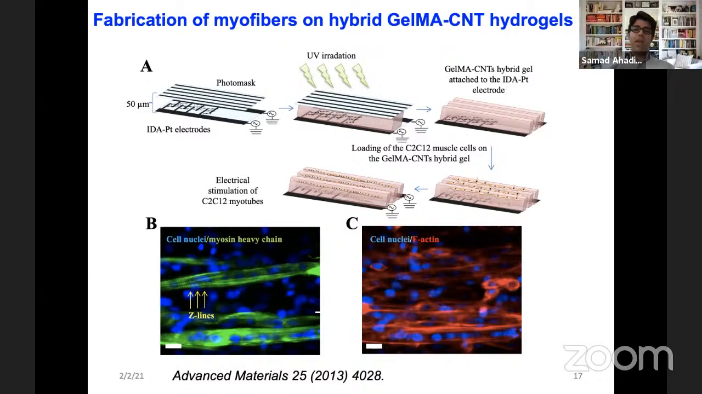So after 2 days of the culture, we induced the muscle cell differentiation. Differentiation here means the fusion of the muscle cells together, making the muscle myotubes.